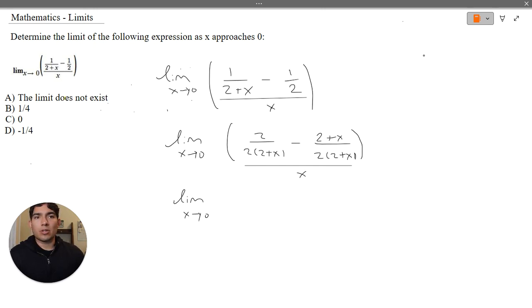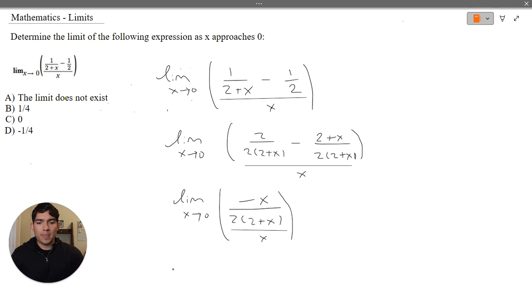Okay, so now we'll go on to our next step, which is just to do the subtraction of these two fractions now that they have the same common denominator. So I wrote my limit expression once again, and then we're just going to do 2 minus 2 plus x because they have the same denominator. So once you do that, you're going to end up with negative x over 2 times 2 plus x, and then remember all that is still over x.